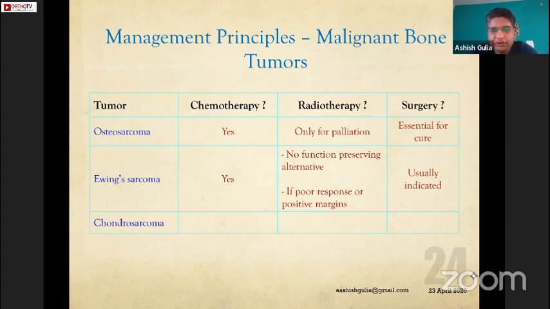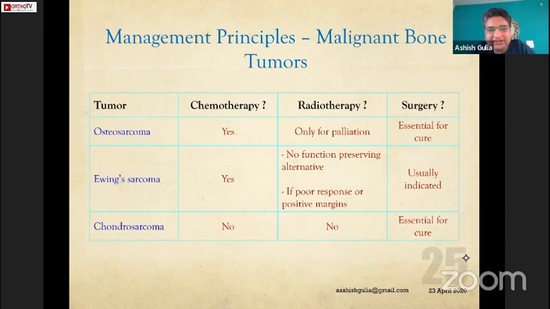There are a lot of unsolved queries in this aspect, but what is understood is that wherever we have poor necrosis because of less response to neoadjuvant chemotherapy, and if our margins are close or positive, then the addition of radiotherapy improves local control in Ewing sarcomas. Then chondrosarcoma, which is essentially a surgeon's disease, and we can essentially cure chondrosarcoma if we do good surgical resections, and the role of chemotherapy and radiotherapy is absolutely minimal.